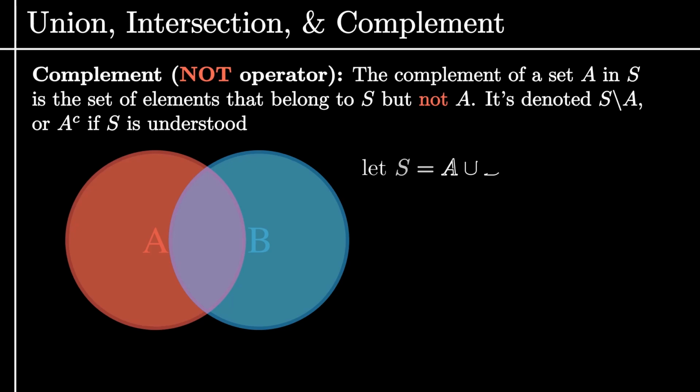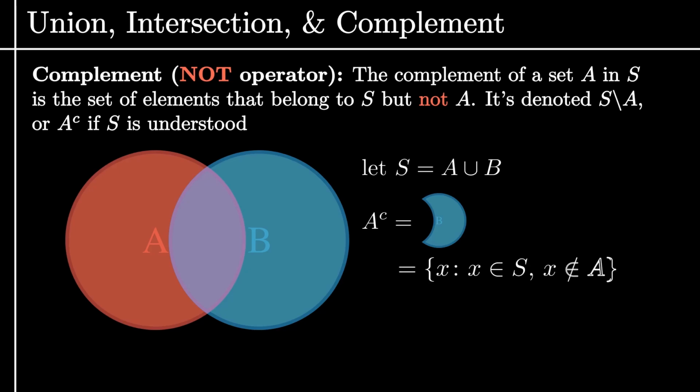In this case, let S equal A union B, which again is the whole Venn diagram. S minus A, or alternatively just A complement, is equal to just the blue disk, because those are the only points in the Venn diagram which are not a member of A. Its set builder notation is the set of all points X which are a member of S, but not A. It's worth noting that when we use this notation for complement, the set we are actually taking complement with respect to is called a universal set.